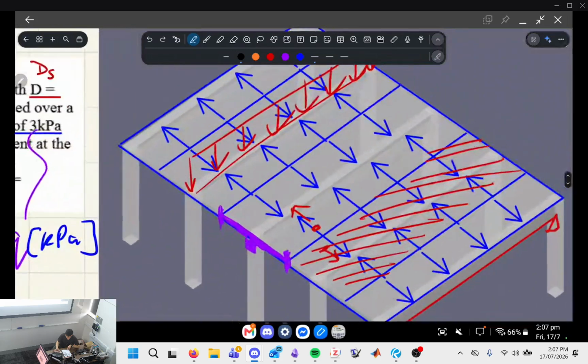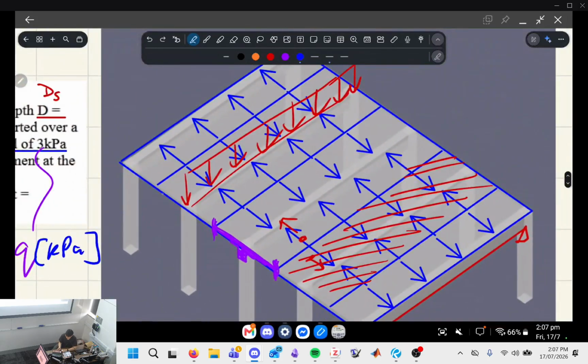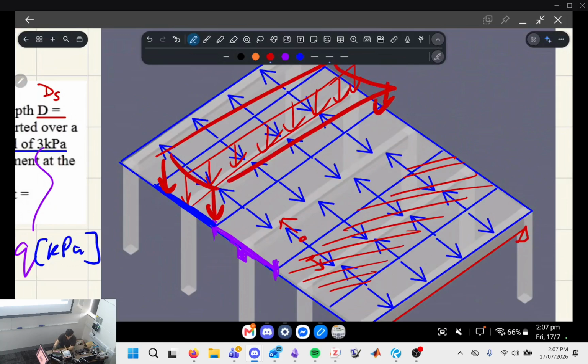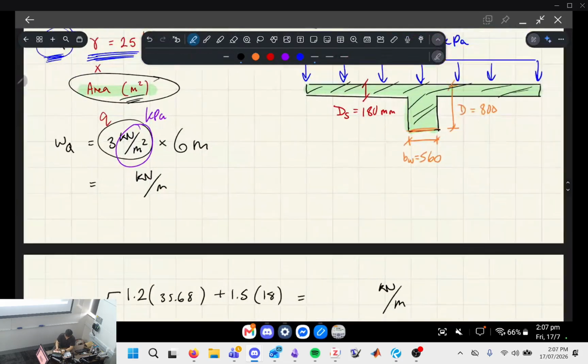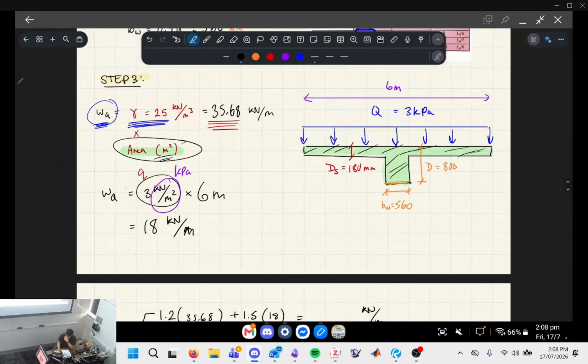Remember, that's the width from which the beam draws the forces, like a magnet, from the slab. And since we originally had a 2D pressure, we're just converting it into that line load. We're turning it into a 1D loading. So we get 18 kilonewtons per meter. That's our linear live load. Make sense so far?